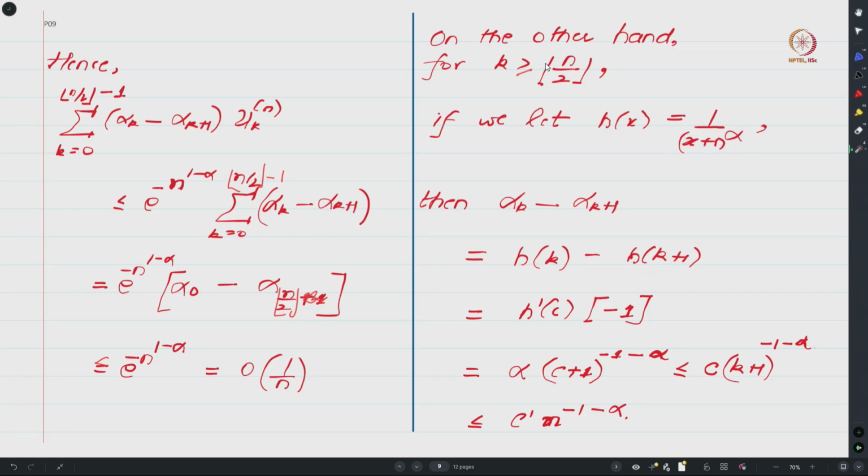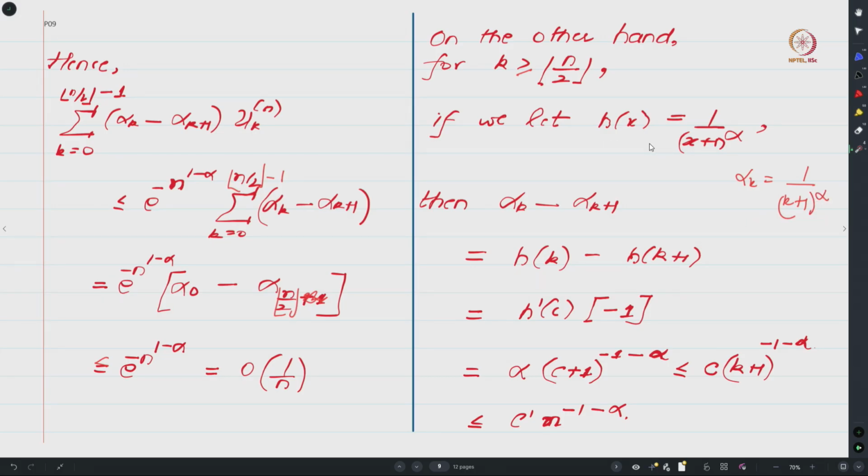And now what we will do is, in the previous case we sort of focused on getting a bound on u_k^n. In this case, that is for k bigger than or equal to floor of n over 2, we will try to obtain a bound on the difference between alpha k and alpha k plus 1, which appears over here, right. And let us say alpha k is h evaluated at k. Recall that h of x, if we define as 1 over x plus 1 to the power alpha, then alpha k is h of k, because alpha k, recall, is 1 over k plus 1 to the power alpha, right. So this is the expression that we have.